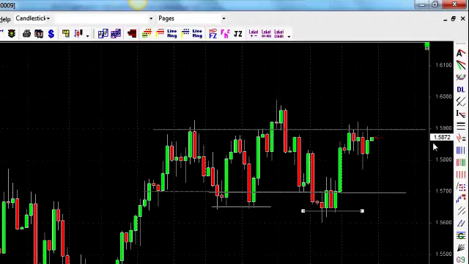Price is at 158.72. Price could easily take this thing up to 159.00, where we want to take a sell position. So my pro trade signals alerts members are going to sell this pair at 159.00.